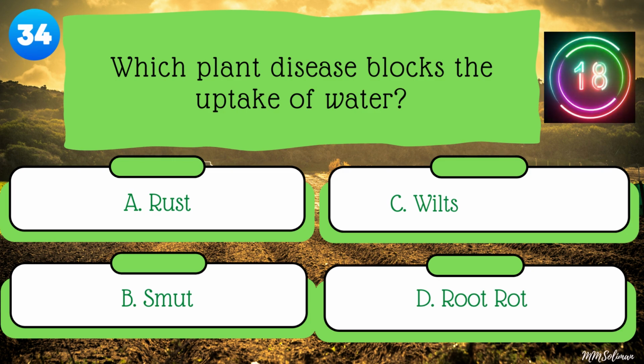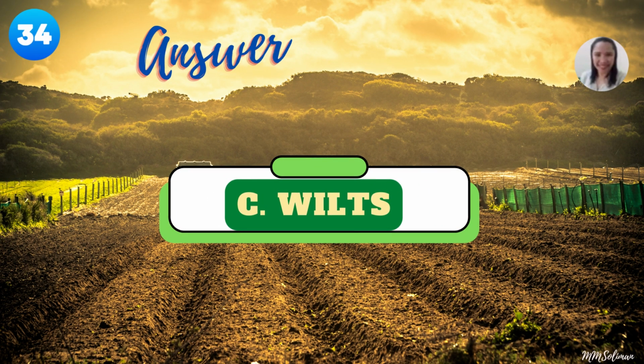Which plant disease blocks the uptake of water? A. Rust. B. Smut. C. Wilts. D. Root rot. The answer is letter C. Wilts. Wilting can be caused by drought or waterlogged soil. Plants wilt when roots are unable to supply sufficient moisture to the stems and leaves. Wilting for a short period of time does not harm plants. Sometimes a plant wilts on a hot day because moisture is evaporating from the leaves faster than the roots can take it up.